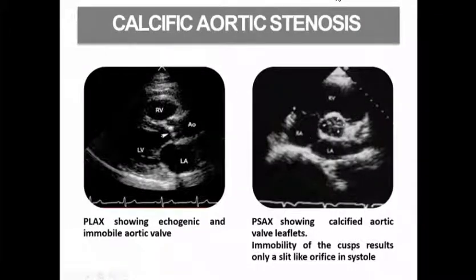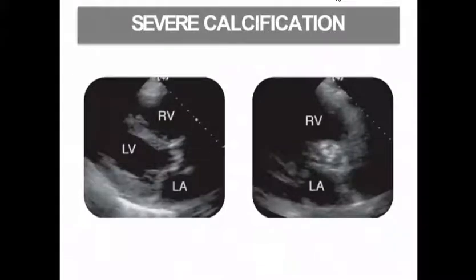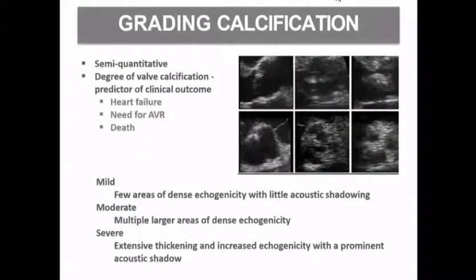Along with that, you have seen the short axis view. You have this calcified aortic wall, immobility of the cusp resulting in only a slit-like orifice in the systole. So with severe calcification, sometimes you are unable to see any orifice because of the heavy calcification. So you go further, you go for the Doppler.